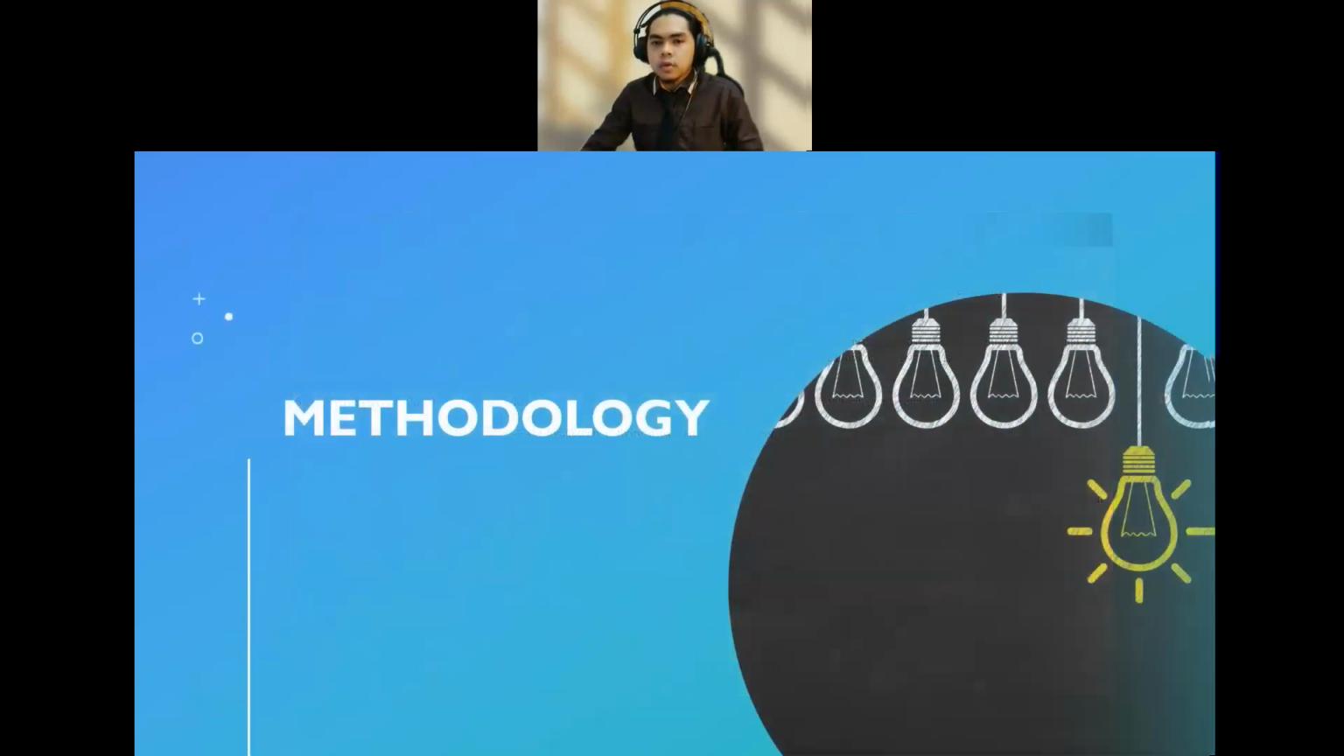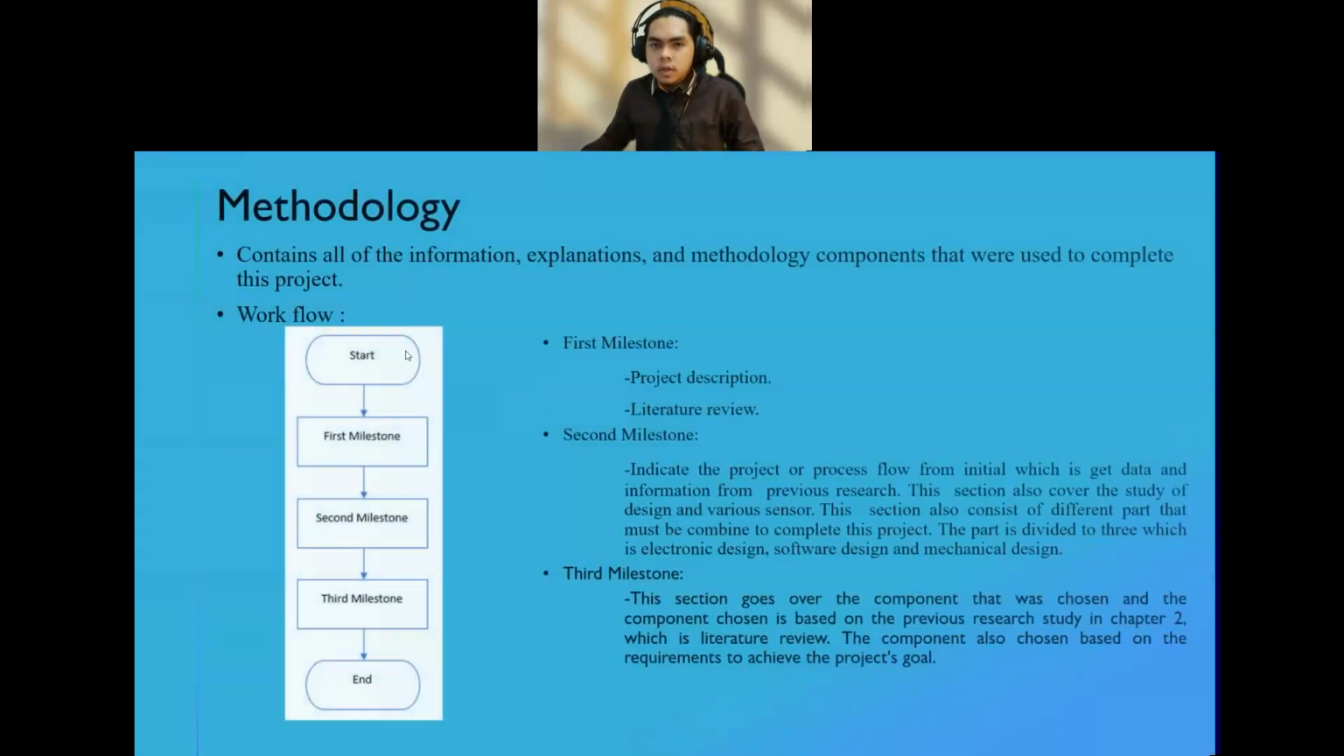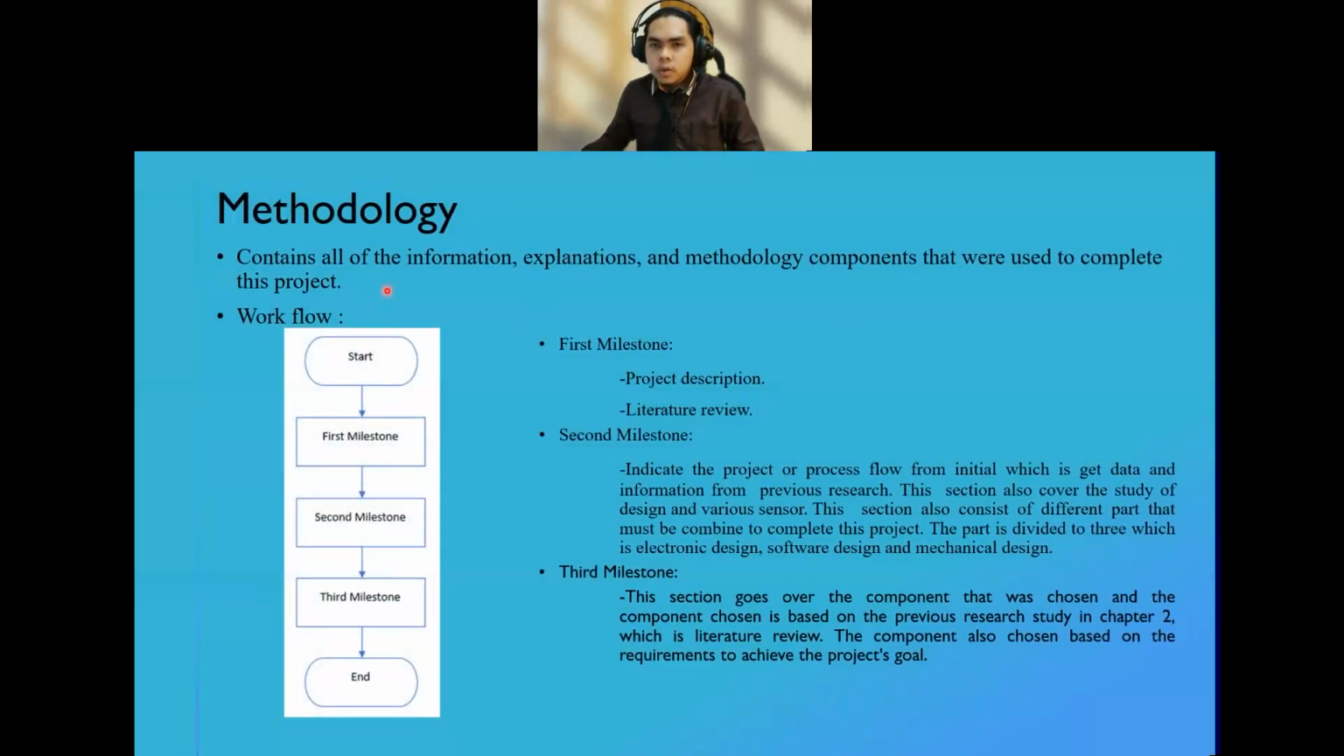Moving forward to methodology. So this methodology contains all the information and explanation and also components to complete this project. This is the workflow. First milestone, second milestone, and third milestone. The first milestone covers the project description and also literature review.